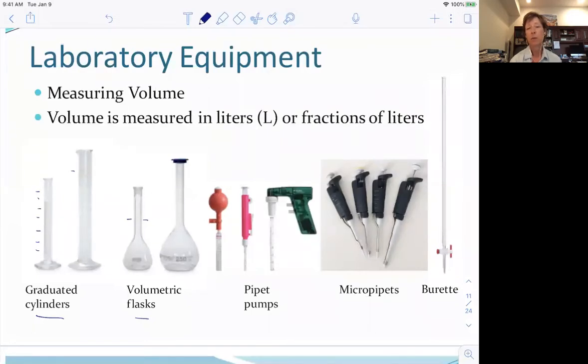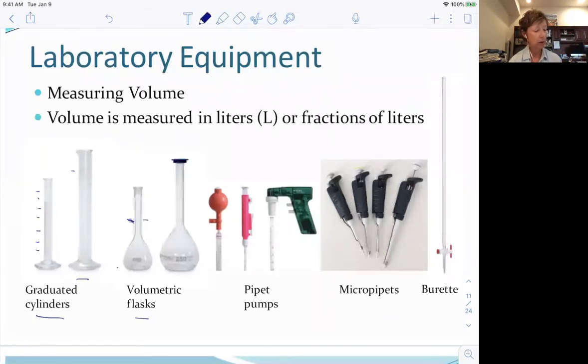So if you're going to make up a solution that you want to be very precise, you'll add in the solute, so whatever material you're going to dissolve in the solution, and add the water up to that specific mark. So volumetric flasks are designed for one specific volume, whereas with graduated cylinders, you could do a range of volumes. Like in a 1-liter cylinder, you could do 800 milliliters, for instance, or 750, we've got a choice. But if you're using a volumetric flask, that's going to be set for one specific volume.